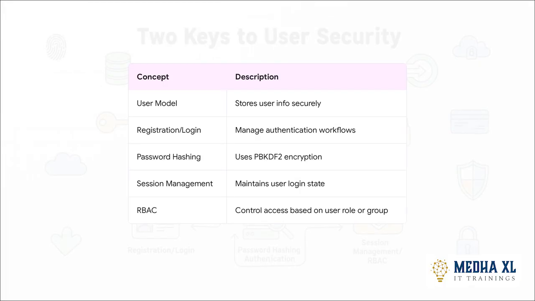So let's just pull it all together real quick. We have the user model to store the data. We have the registration and login flow to handle authentication. We have powerful password hashing to keep secrets safe. We use session management to remember who's logged in. And we have role-based access control for deciding who gets to do what. These are the core pillars of Django's entire security system.